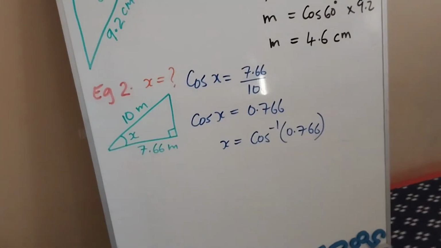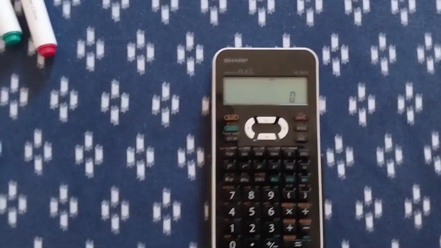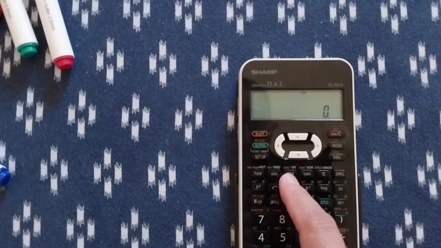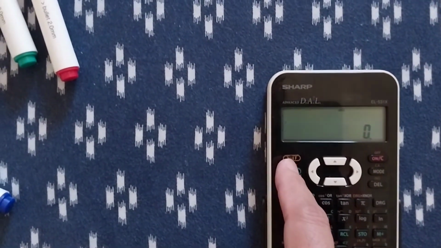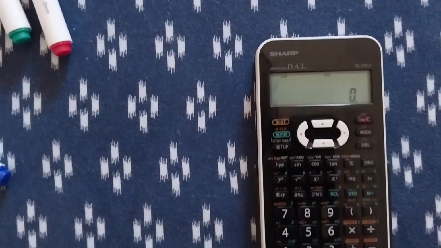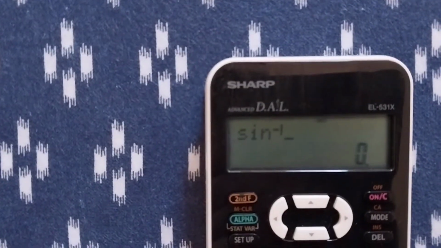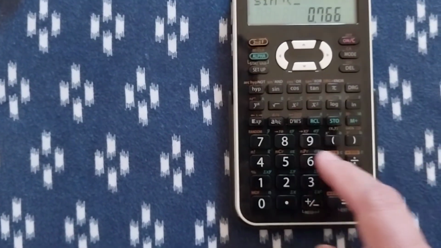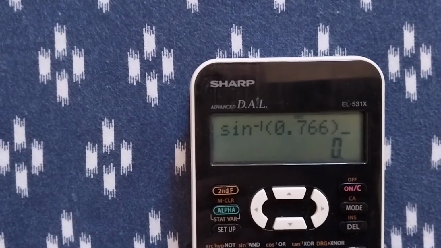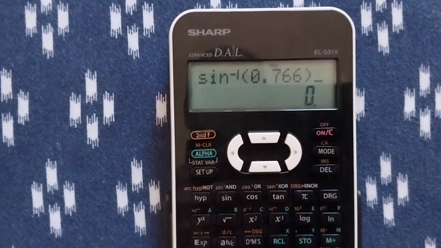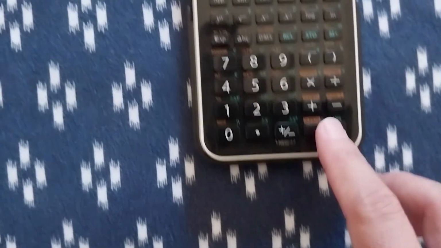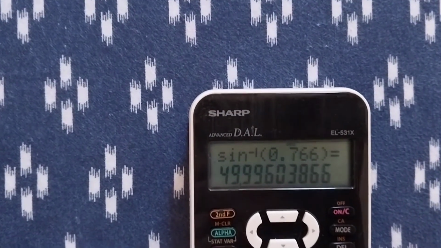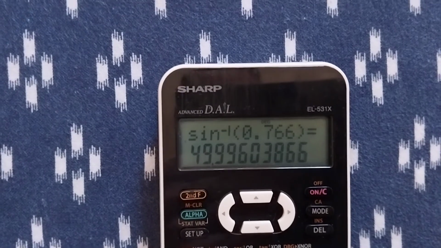So let's see how to do it on the calculator. We put it to 0. So we are doing cosine inverse. So first we have to press the shift key, the second function. The second function, and you can see on the screen it says inverse. And then I usually like to put open bracket of 0.766 and then close bracket. So let's see if we press equal, how many degrees it gives. 49.996.